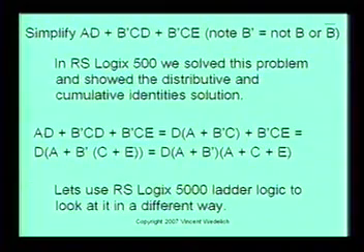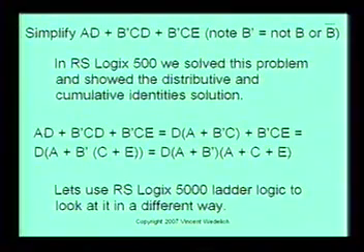Next we have simplify. AD plus not BCD plus not BCE. Note not B equals not B, or B with a not on the top. In RSLogix 500 we kind of went over this and we solved it using the distributive and commutative identity solutions. If you're actually taking the exam, you'll actually have the book with you, the little solutions book. I know they allow that in the state of Texas, so you can have some cumulative properties next to you, and you can probably derive the answer from that.